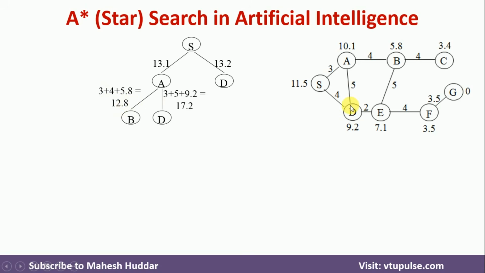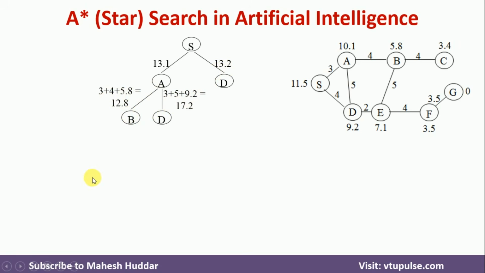Similarly, for this particular D, if I want to go to this particular D, the distance is 3 plus 5, because A is the current node here. So 3 plus 5, that is 8, plus the heuristic value, that is 9.2, I will get 17.2 in this case. Now, if I consider these three, 12.8, 17.2 and 13.2, 12.8 is the minimum here. So I will consider B as the current node.